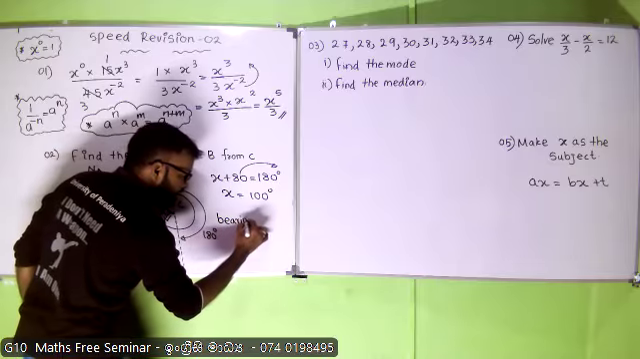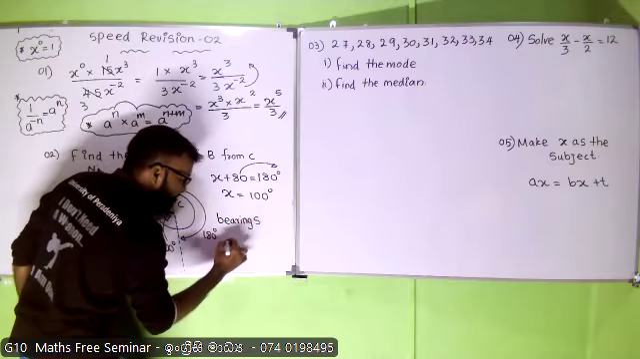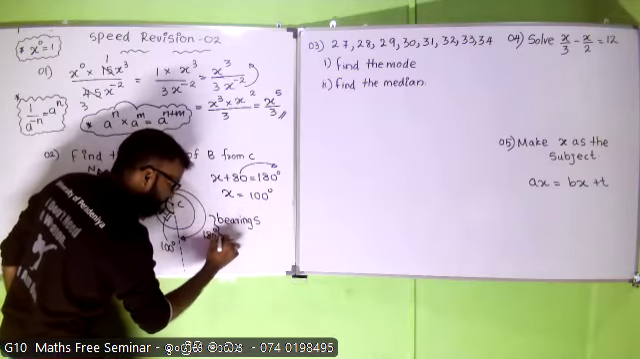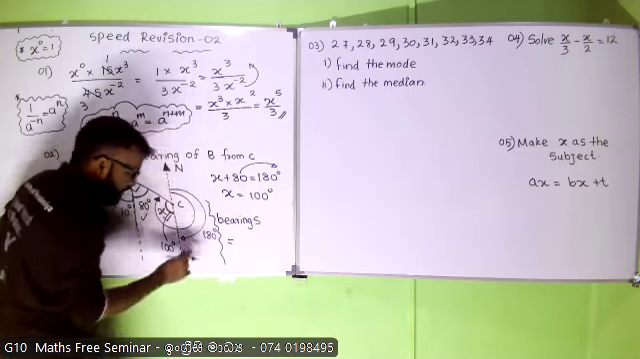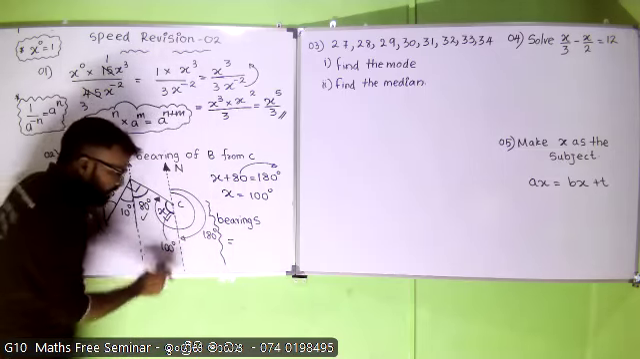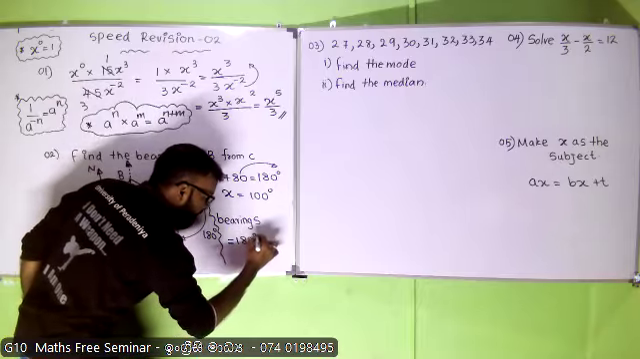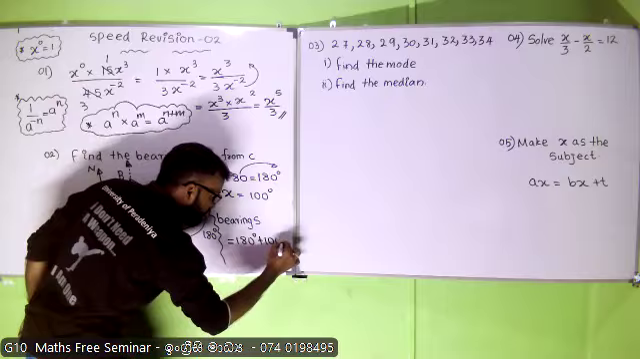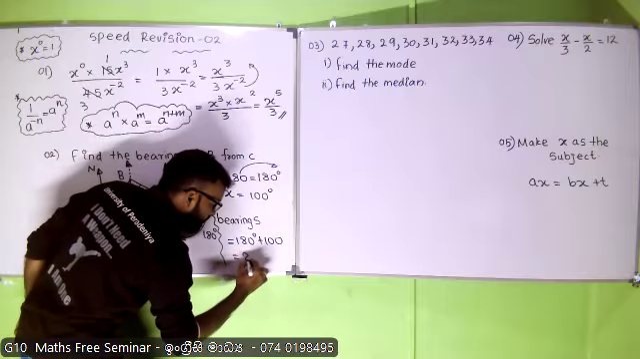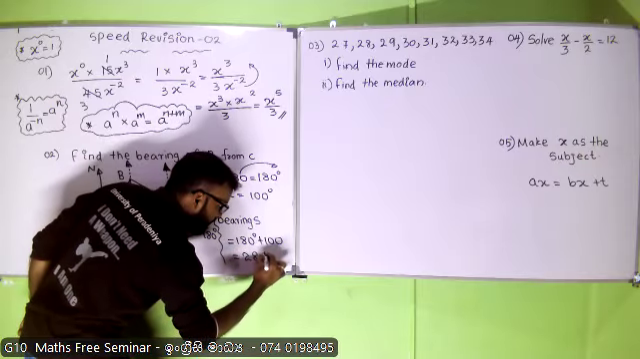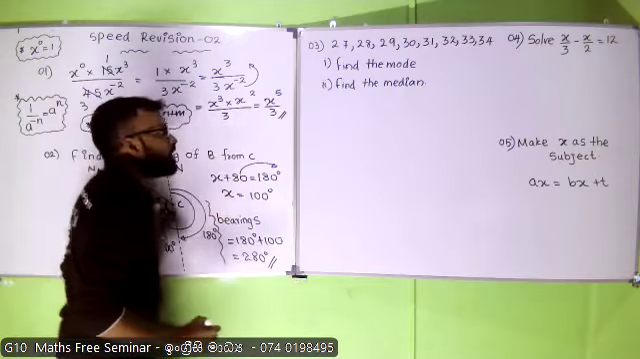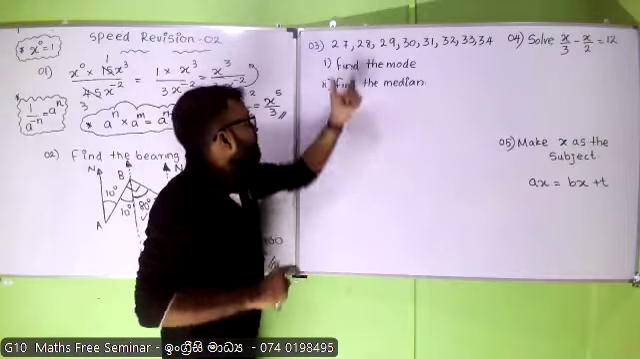So the bearing can be written down. The final answer equals 180 plus 100 degrees. So the bearing is 280 degrees. So these are from grade 9. This one.